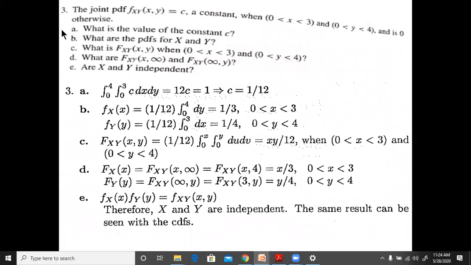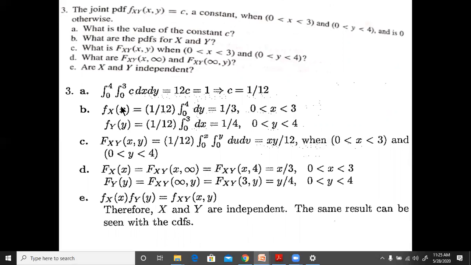Now let us take an example of the theory we have studied. Here it is given that the joint probability density function is equal to C, a constant, in the region of x equals 0 to 3 and y from 0 to 4, and 0 otherwise. So what is the value of the constant C? We need to integrate this for dx and dy within the limits 0 to 3 and 0 to 4 respectively, and that's what we have written here. If you simplify this, you'll get 12C.